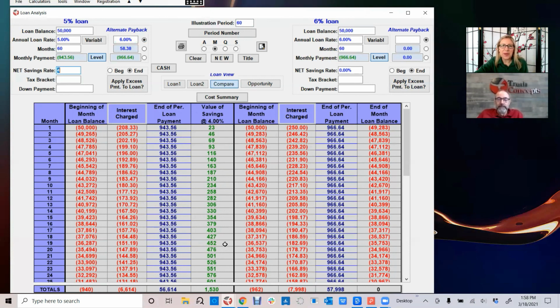Fabulous. So if you want to hear more about how to use this calculator, it covers the idea of the 15-year versus 30-year mortgage discussion. It covers equipment leases and a variety of other things.